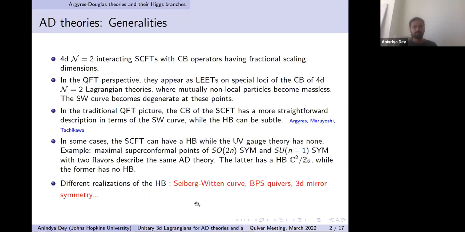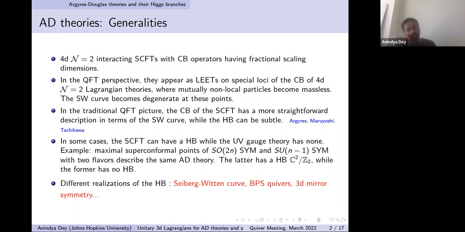Let me begin by making some general remarks about Argyres-Douglas theories. So 4D N=2 interacting SCFTs, as we know, are theories with Coulomb branch operators which have fractional scaling dimensions.